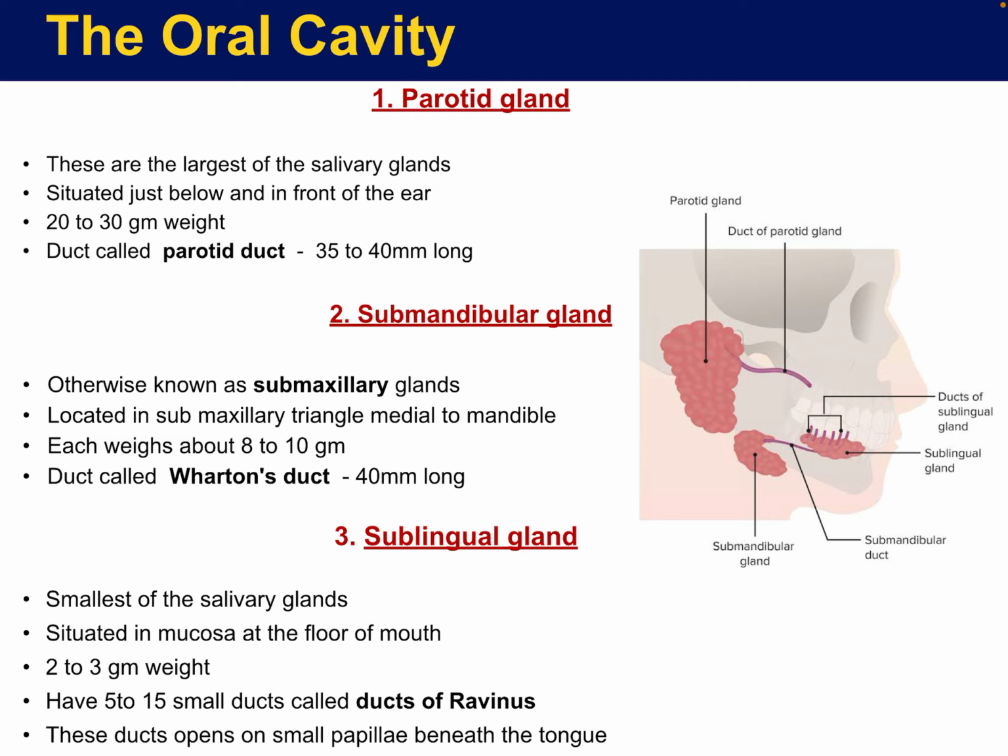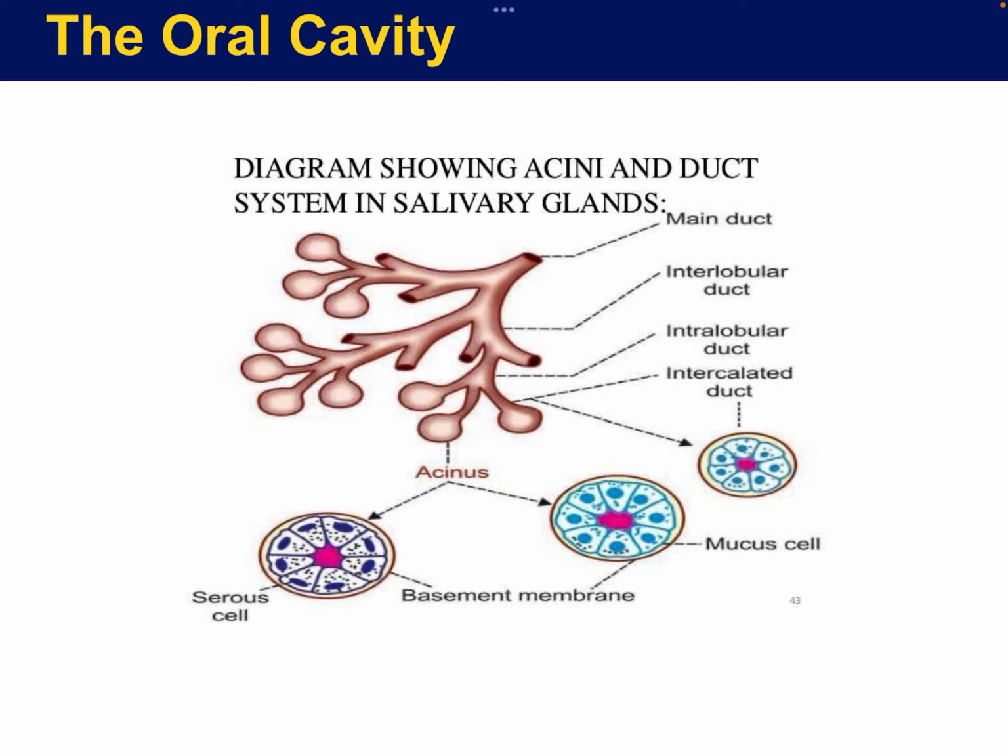The other duct is larger and is called Bartholin's duct. It drains the anterior part of the gland and opens on caruncula sublingualis near the opening of the submaxillary duct. These diagrams show the acini and duct system in the salivary glands.